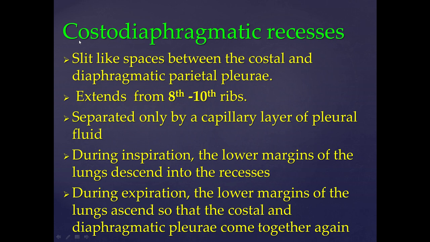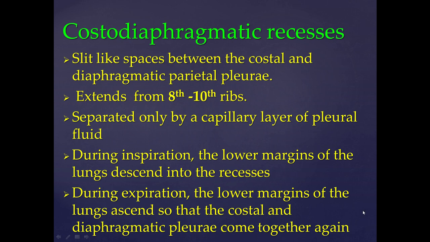The name itself is telling you it is a space between the costal and the diaphragmatic parietal pleurae, and it extends from the 8th to the 10th ribs. It is separated only by a capillary layer of pleural fluid, a very thin layer. During inspiration, the lower margins of the lungs descend into the recesses. And during expiration, the lower margins of the lungs ascend so that the costal and diaphragmatic pleurae come together again.